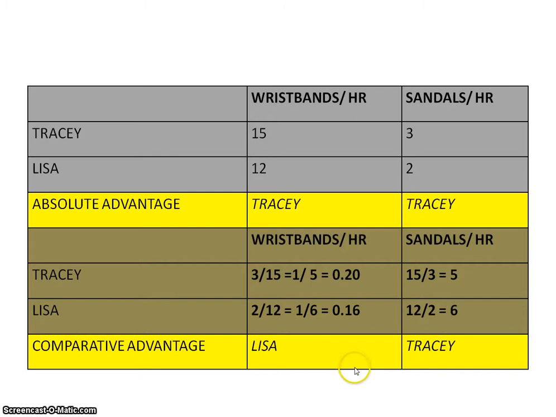And when we look at the wristbands, Lisa has a comparative advantage because for every wristband that Lisa produces, she gives up 0.16 of a sandal, whereas Tracey gives up 0.20 of a sandal. So Lisa has a comparative advantage over Tracey when it comes to the production of wristbands.